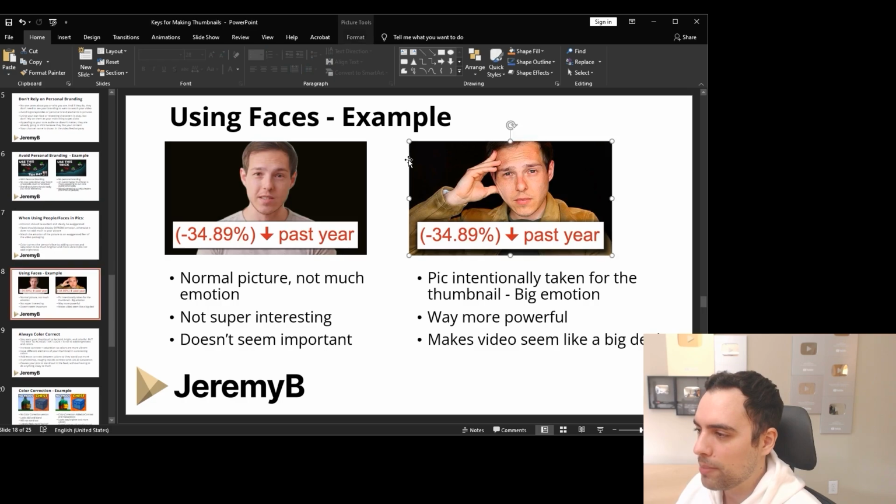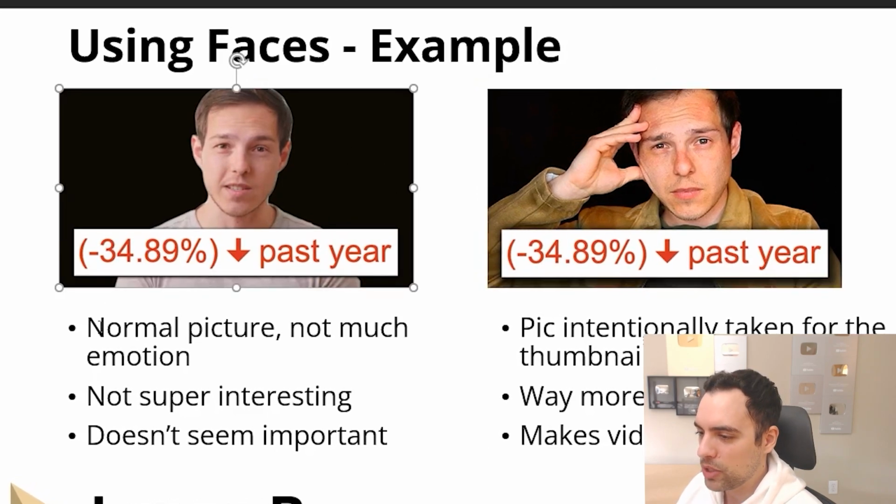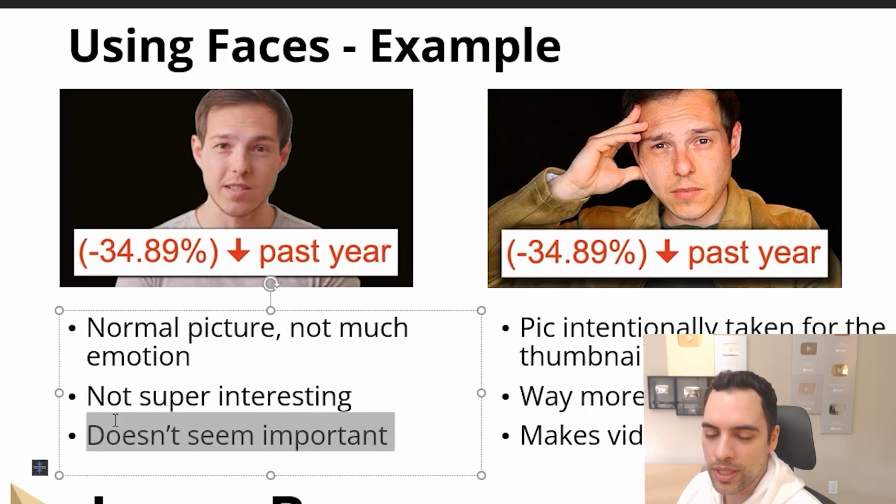So here's an example here. Graham Stephan, the king of emotion in thumbnails, I think. I decided to use this picture because I just thought it was a really good example. You can see this picture on the left, it's a normal picture. There's not much emotion. It doesn't seem super interesting. And overall, the video just doesn't feel important because he's got a normal face going on.